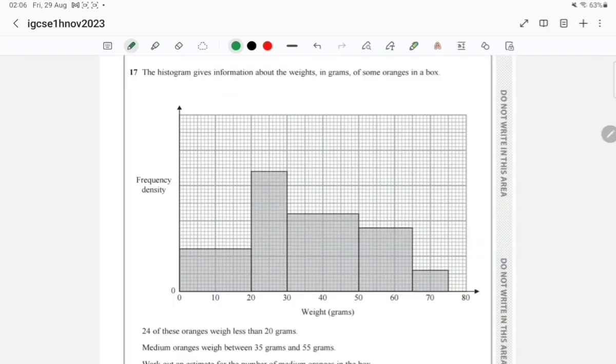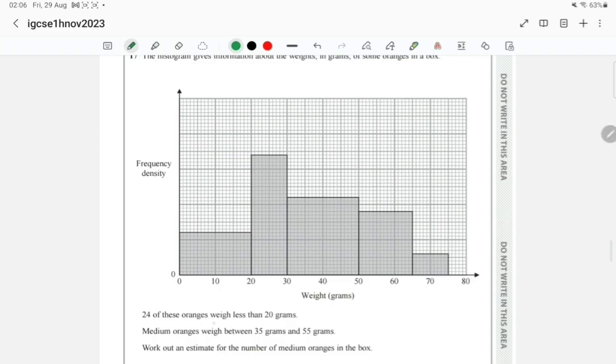Question number 17. The histogram gives information about the weights in grams of oranges in a box. Now we have the frequency density and we have the weight in grams. Now 24 of these oranges weigh less than 20 grams. So 20 grams is here, so this will represent 24 oranges.